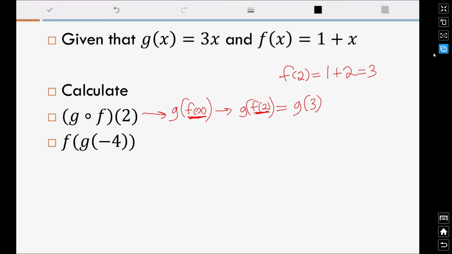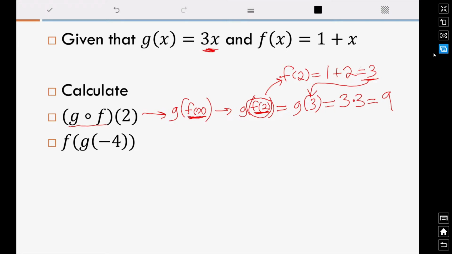So f of 2, calculated by itself, gets you 3. Then we can take 3 and put it back into g. Now g of 3 becomes, well, g of x is 3 times x, so it becomes 3 times 3, which is equal to 9. There we go.